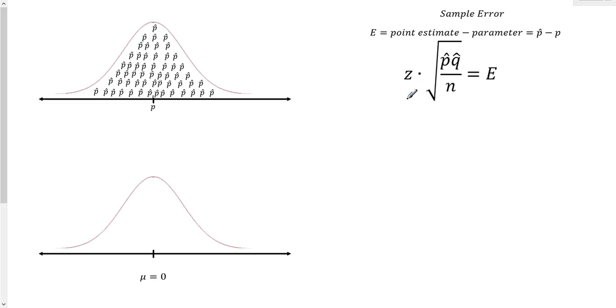So here's the formula for the margin of error. Notice it involves a z-score. So we're going to find the area from the standard normal distribution z, and use that to calculate the margin of error, okay? So let's go ahead and do that. This is the formula for the margin of error.